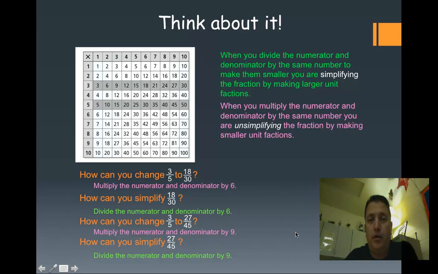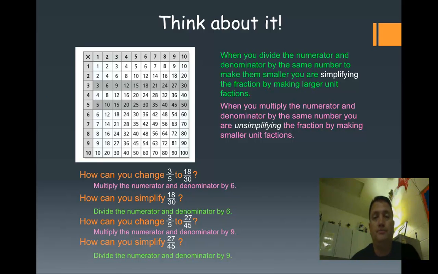When you multiply the numerator and denominator by the same number, you are unsimplifying the fraction by making smaller unit fractions. So let's talk about that again. We'll go the other way. If I've got 1/5 and I turn that into 30ths, I'm unsimplifying that fraction, because not only do I have a fraction that's not in simplest form when I've got 18/30ths, but I'm also making that unit fraction smaller. I'm now taking that great big pizza and cutting it into little bitty slices, about 30 of them. You can imagine what a 30th of a pizza would be like, not very much. But 1/5 of a pizza, that would be a good sized slice.